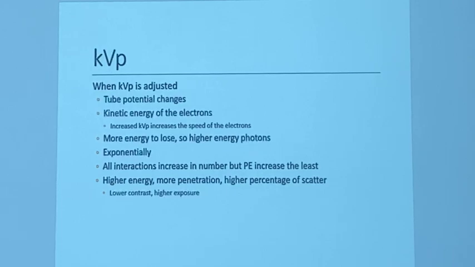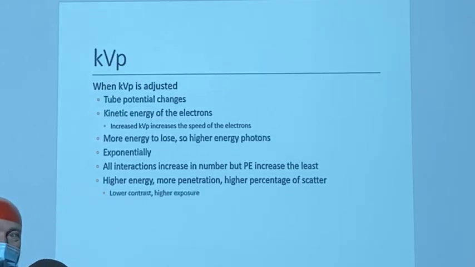So KVP is adjusted at the auto transformer. Again, you got a change in tube potential. The kinetic energy of the electrons changes. You increase your KVP, and the electrons go across the tube faster. If you decrease your KVP, they go across the tube slower.